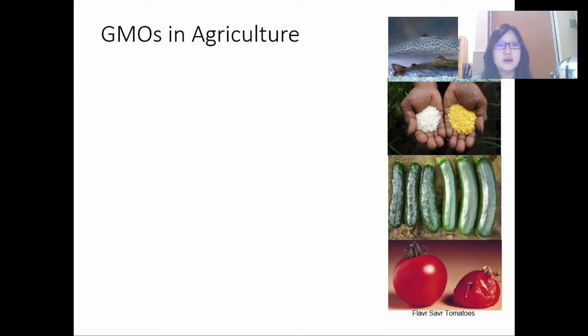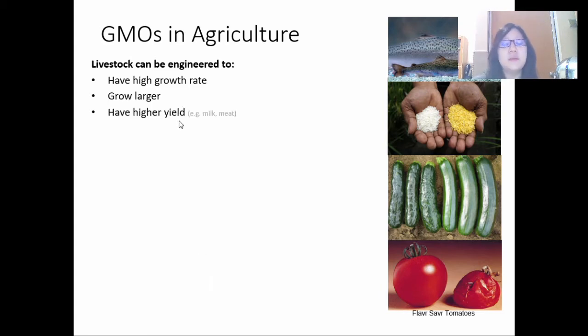So maybe you're thinking, okay, wait, that was too vague. I need more specific examples. So here are some of them. Livestock. Animals can be engineered to have high growth rates, or grow larger faster, and to have higher milk yield or higher meat yield, depending on the livestock, right? We will learn one example, which is GM salmon.